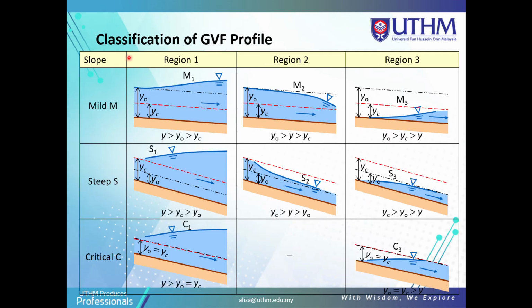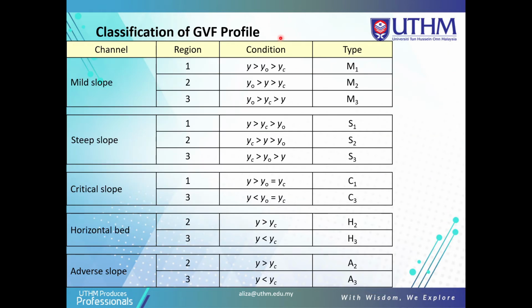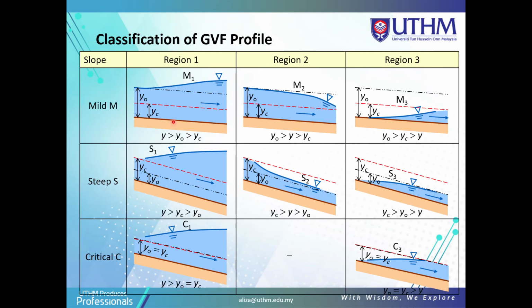So now we look at the classification also. This is the classification of GVF profile based on this condition. Based on this condition, we can draw the diagram here, based on region 1, region 2, and region 3. For the mild slope, M, they have region 1, region 2, and region 3. Here, Y is more than Y naught and more than YC.